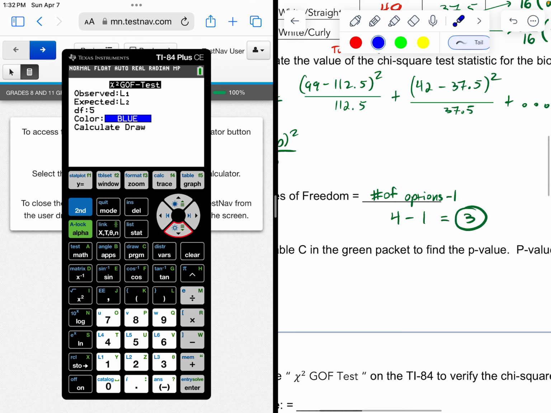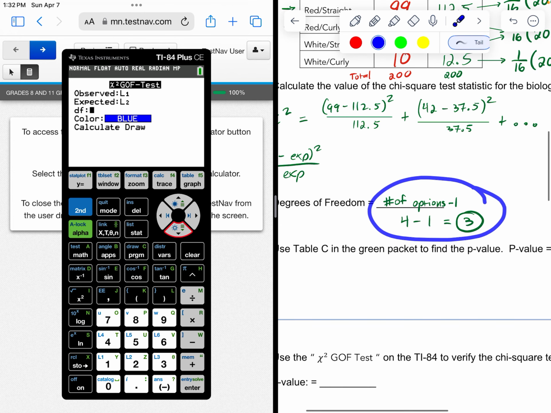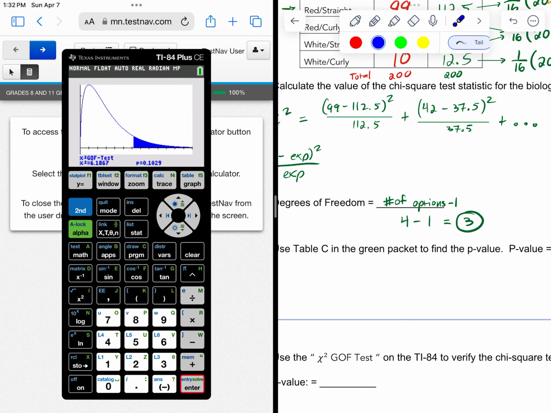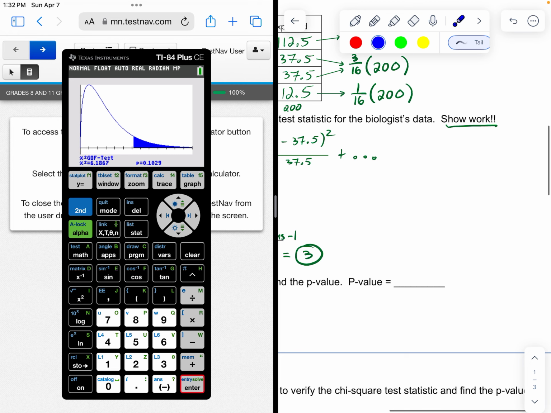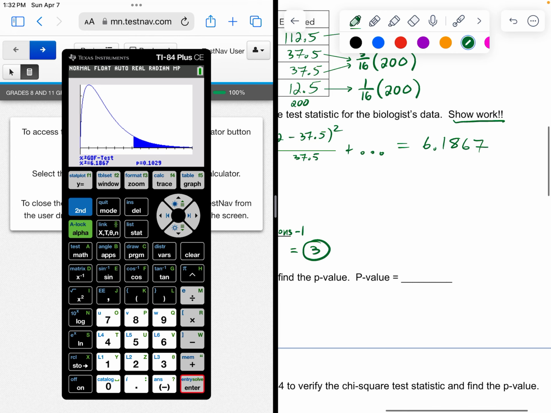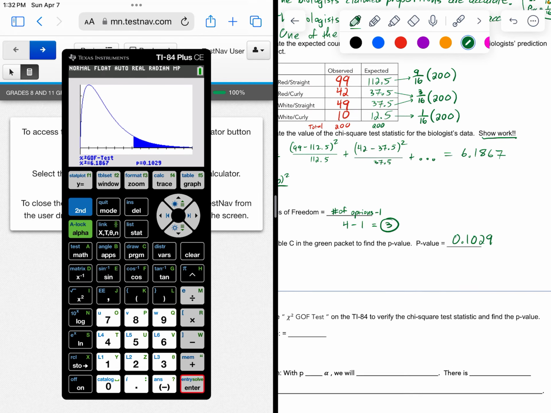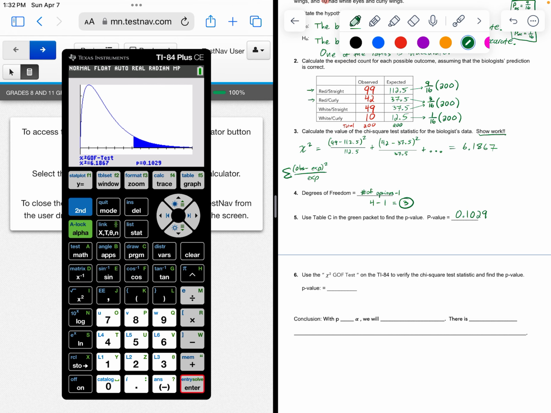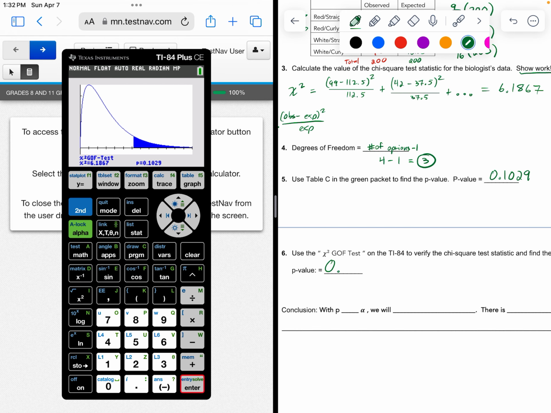I should comment on this. Degrees of freedom is the number of options minus 1. So in this case, that's going to be 3. And I'm going to draw it just for kicks. So there's my chi-squared curve. It gave me my test statistic, which is what all four of these would add up to, 6.1867. And my p-value is 0.1029. So that shaded area of the curve is about 10%. This was on the TI-84.